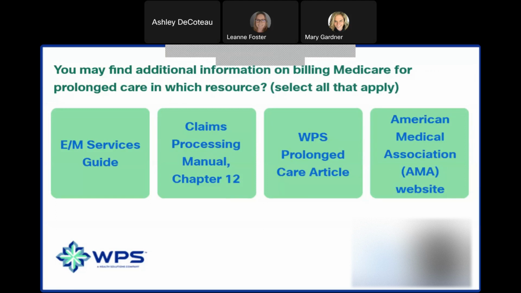All right, here's our finale. For our final question, you may find additional information on billing Medicare for prolonged care in which resources? And you'll select all that apply from these options here, which are the E&M Services Guide, the Claims Processing Manual, Chapter 12, the WPS Prolonged Care article, and the AMA website. I'll give you just another minute or so.